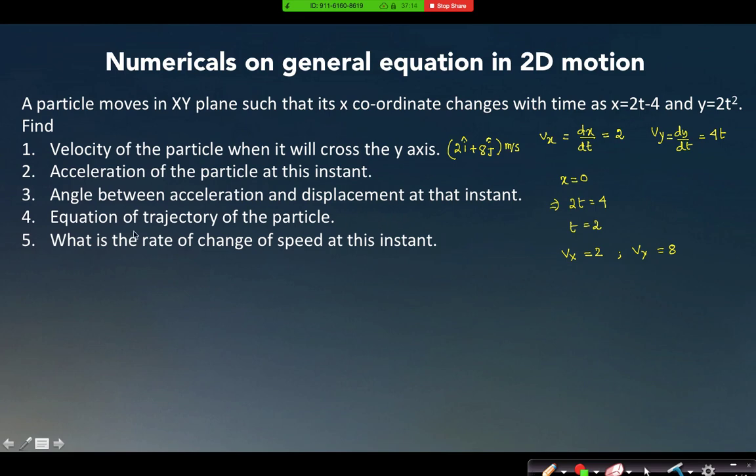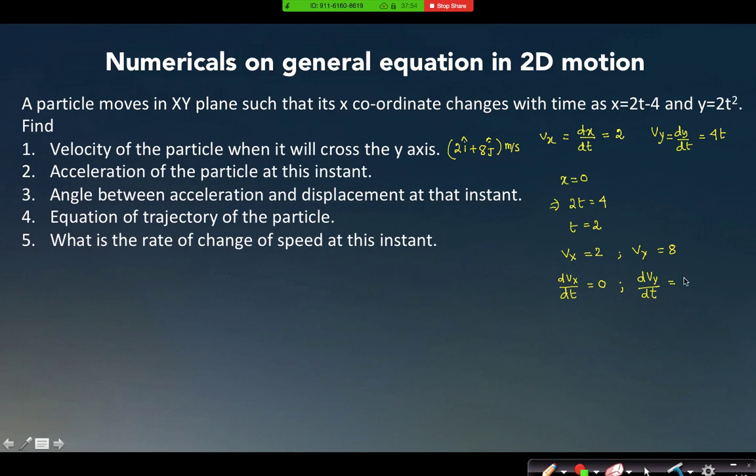Let us calculate. No, sorry, sir, I have made a calculation mistake. Take your time and calculate, don't hurry. Now, the acceleration of the particle at this instant. How do I find acceleration? If I differentiate the functions vx and vy. If I differentiate the function vx, what will I get? 0, as vx is a constant. And if I differentiate the function vy, then what will I get? 4.